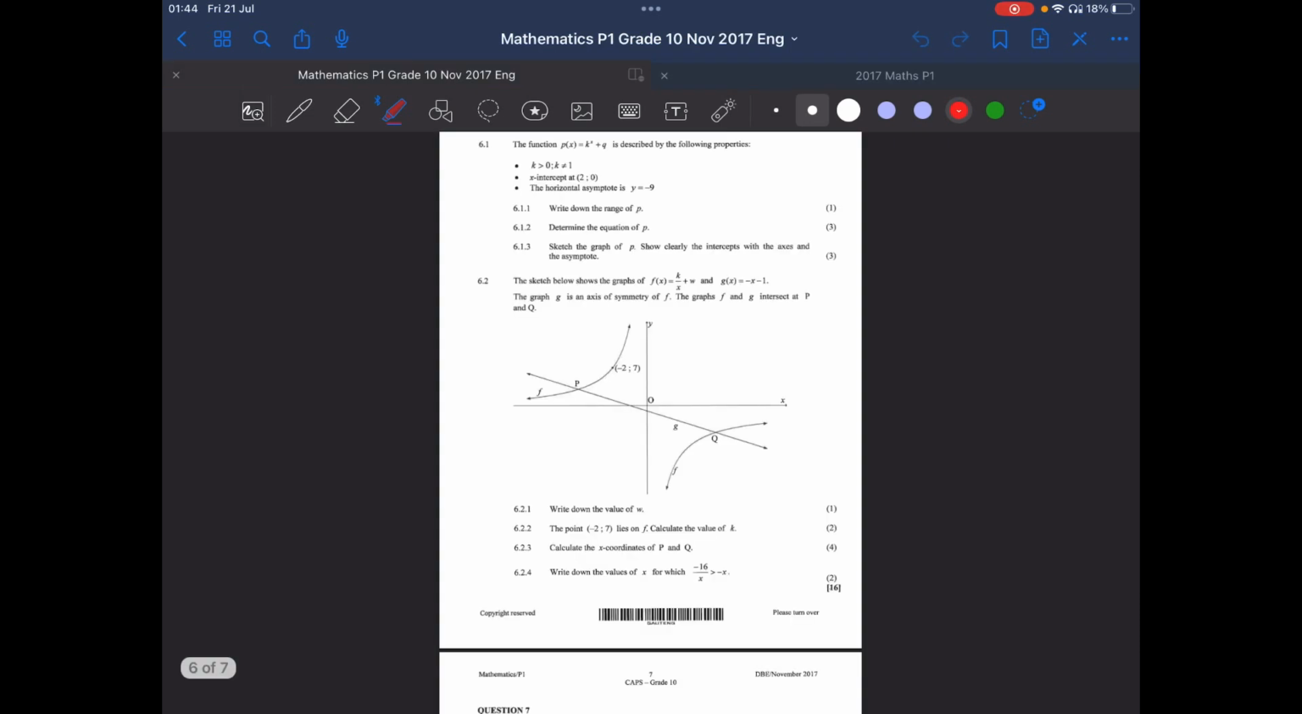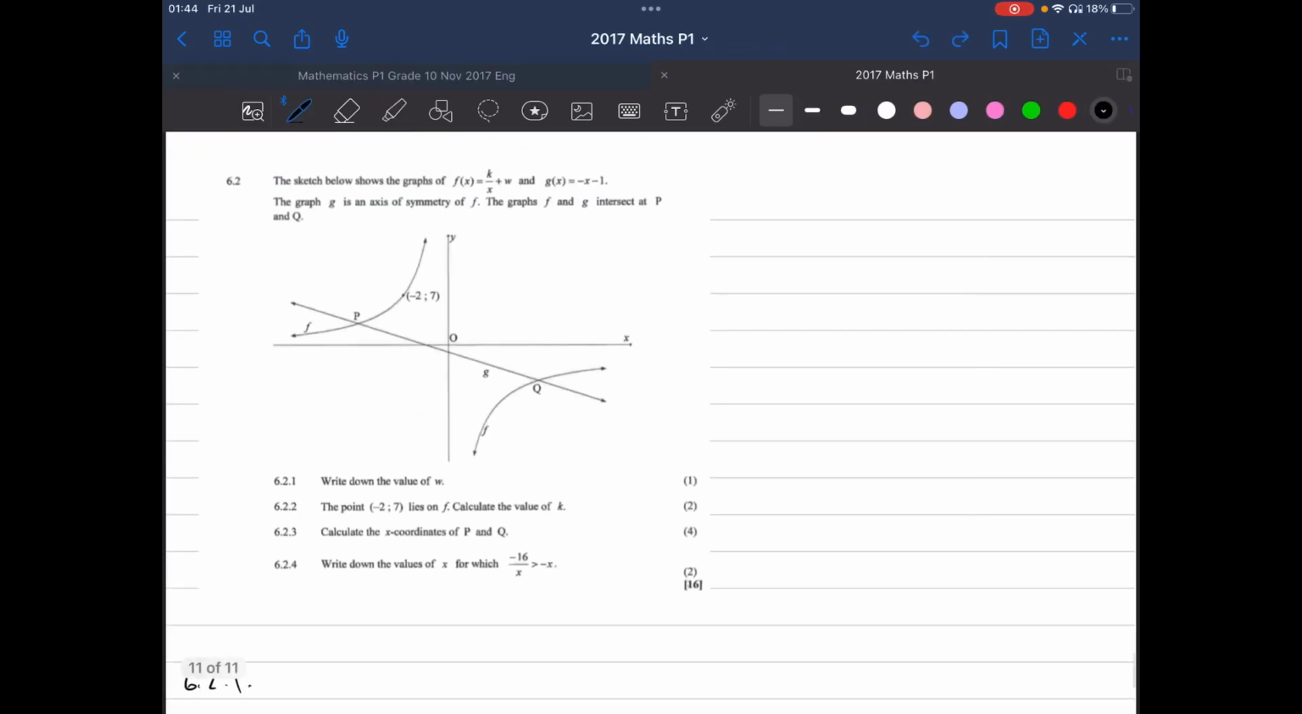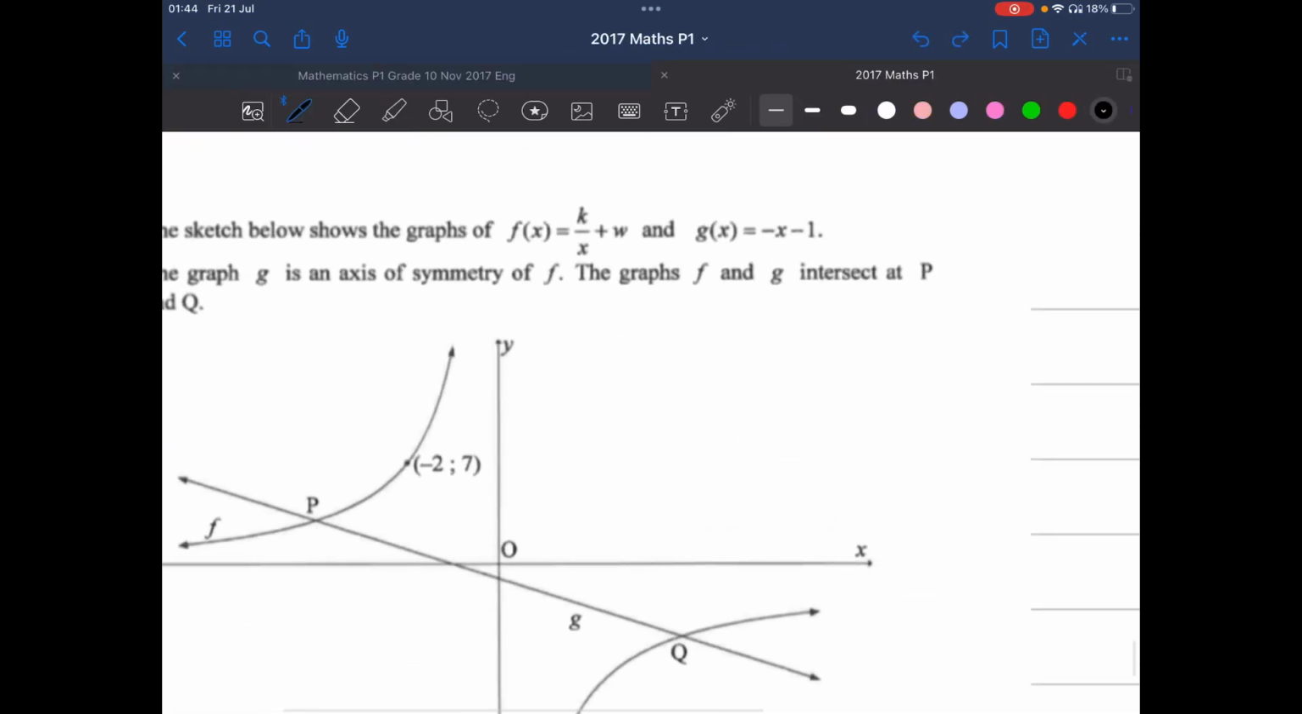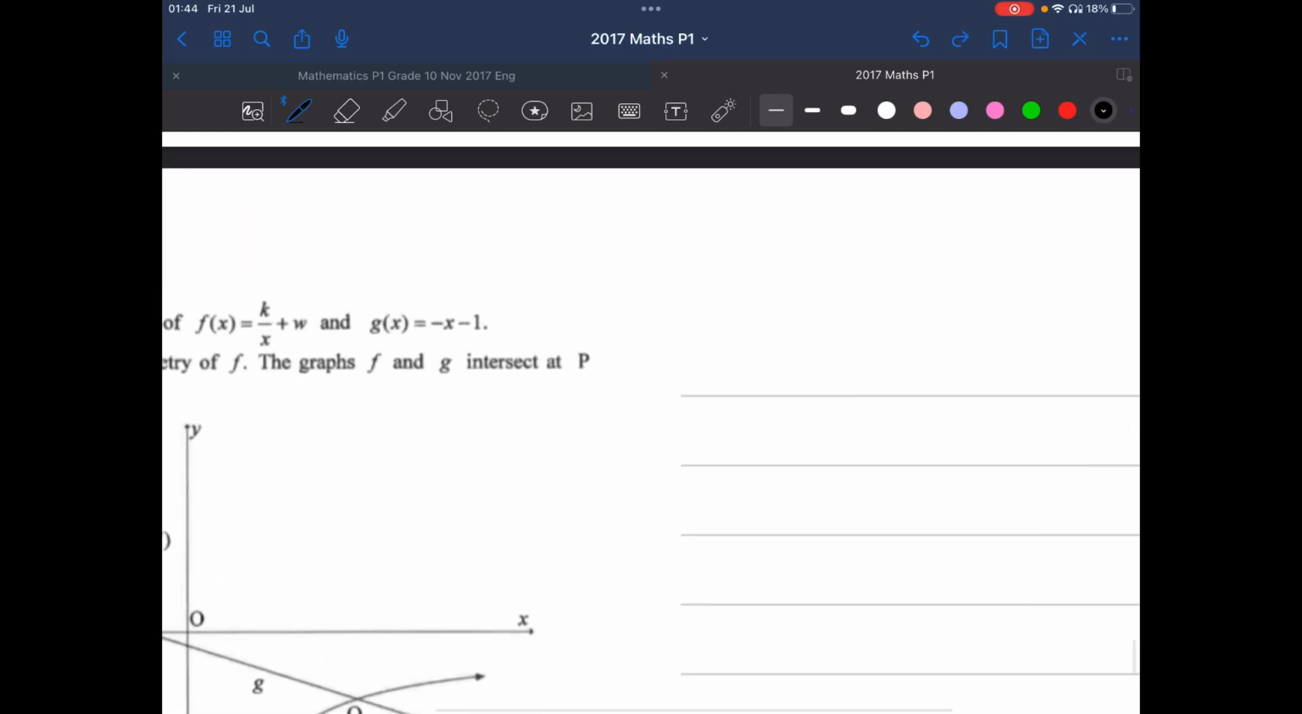Write down the value of w. Okay, so firstly w is here. So you can think about for hyperbolas, right? Let's start with the standard form. It's going to look something like this.